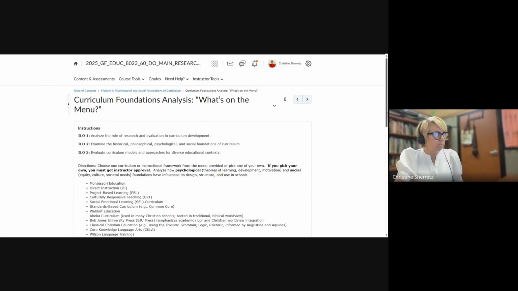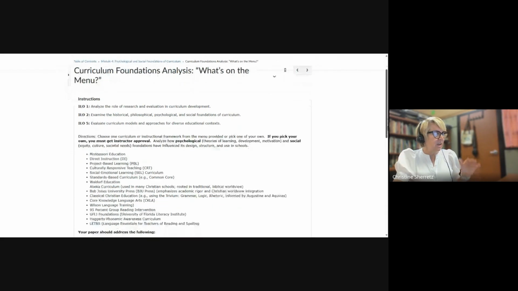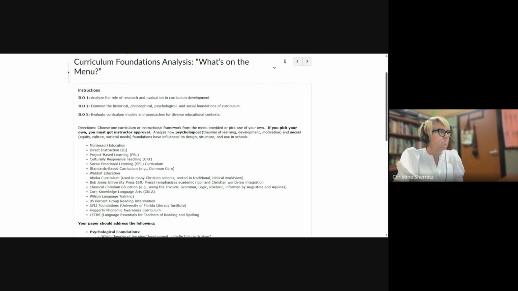Then you have a paper. And this paper is called Curriculum Foundations Analysis, What's on the Menu? And so what I've done is I've listed a lot of different instructional frameworks. Some are based on entire methods. Some are programs. Some are even singular in nature. These are just some that I've brainstormed. You can use your own too if you have something that you want to do.